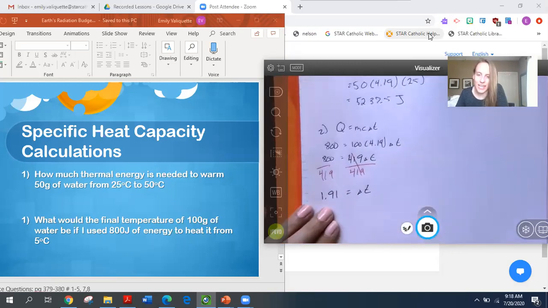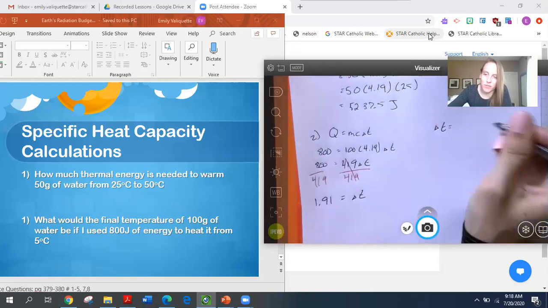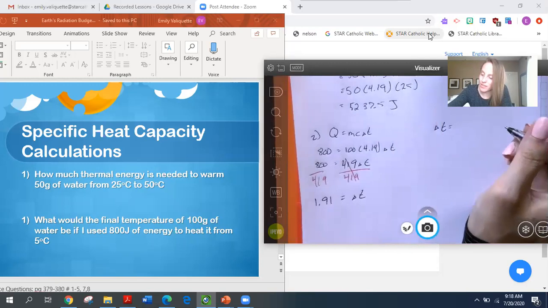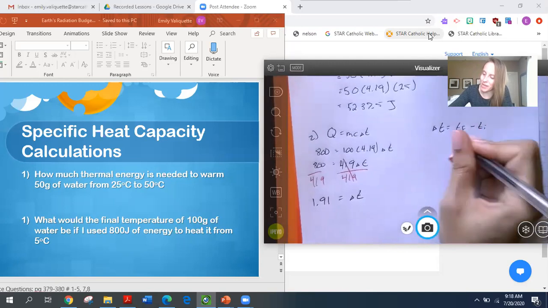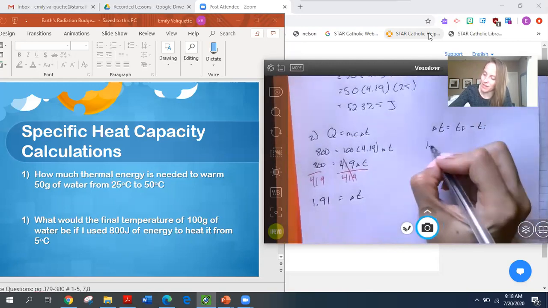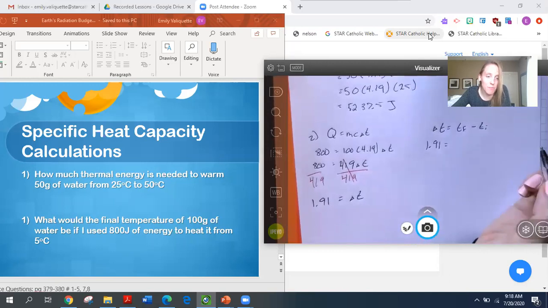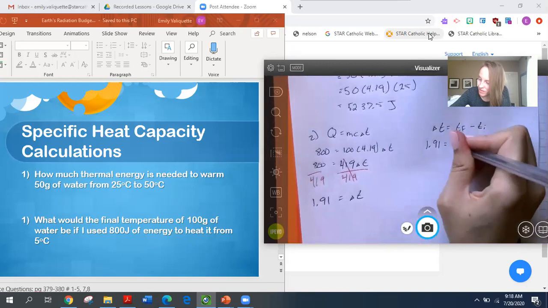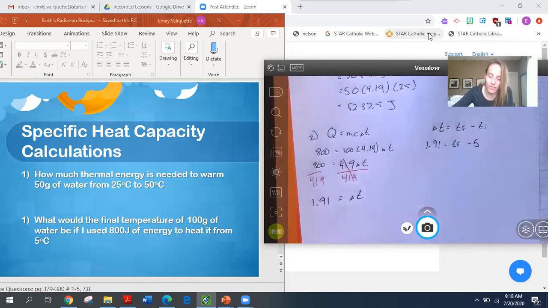Then the second step is going to be to use what I know of delta T. So delta T is always the final minus the initial temperature. I'm going to plug in my delta T value that I just solved for. And then it says I heated the water from 5 degrees Celsius. I want to know the final temperature. So I'm looking for my TF, and I'm going to plug in my initial of 5.